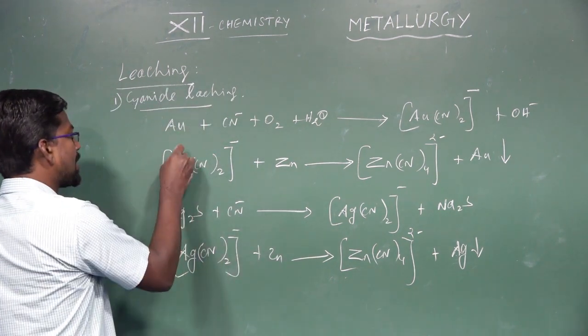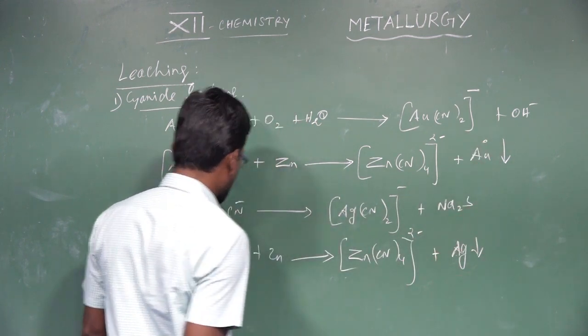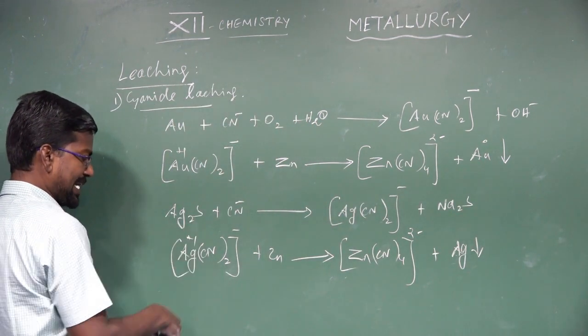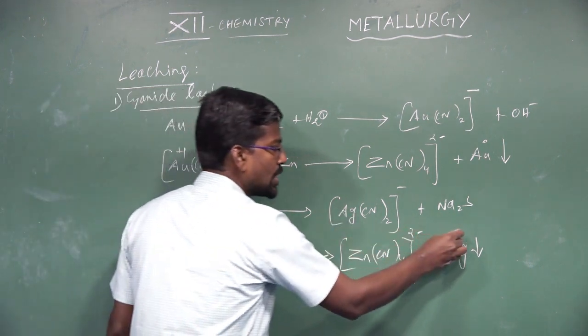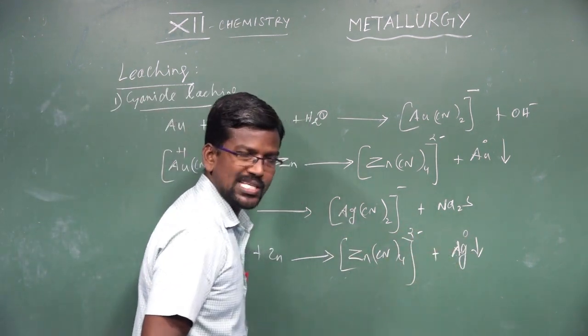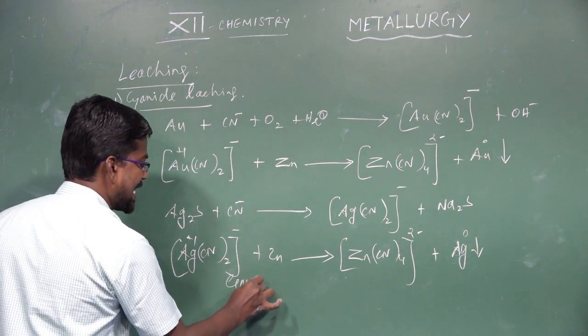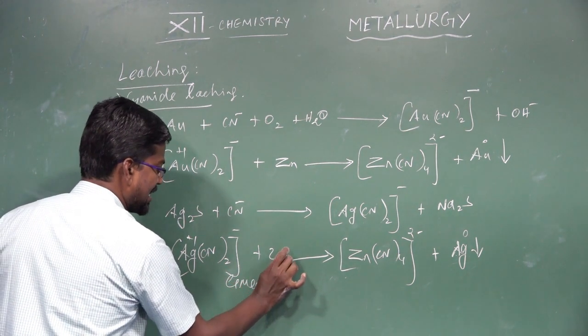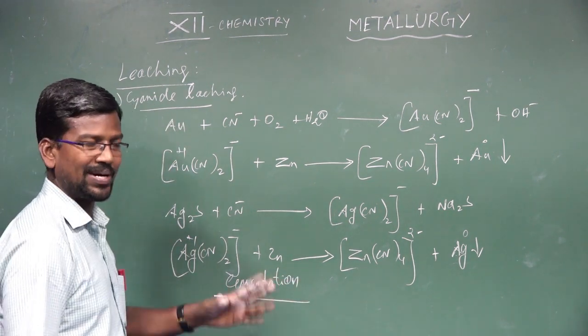Here in the gold complex, the plus one charge is reduced to zero. In this, silver also exists in the plus one oxidation state in the complex and is reduced to zero. This process is known as the cementation process.